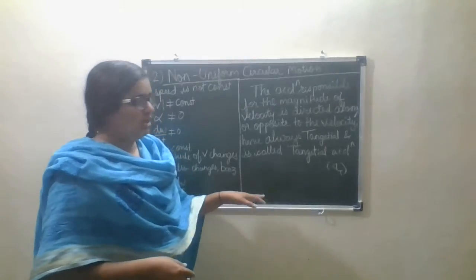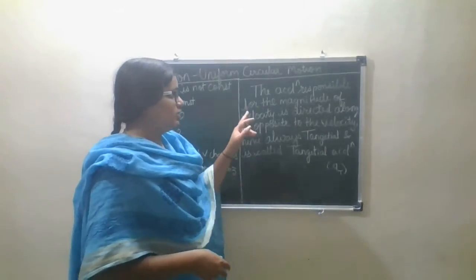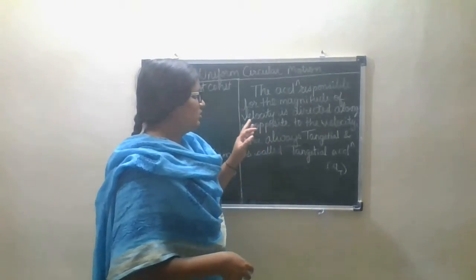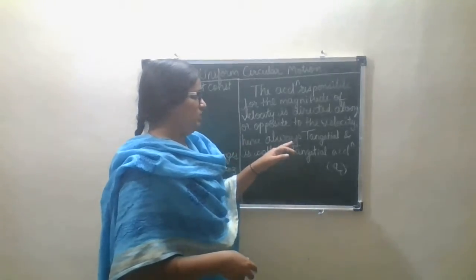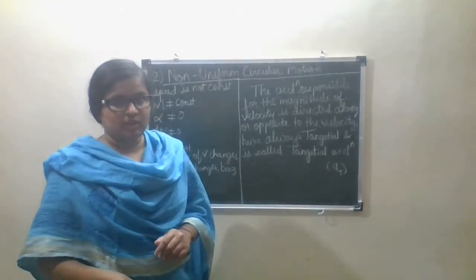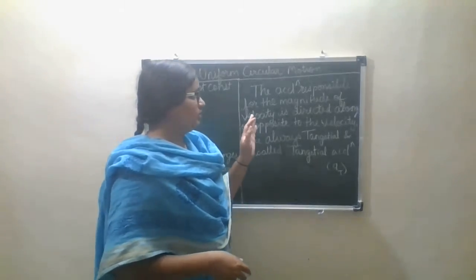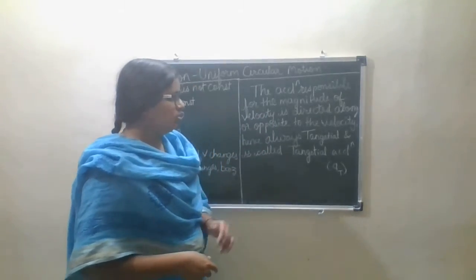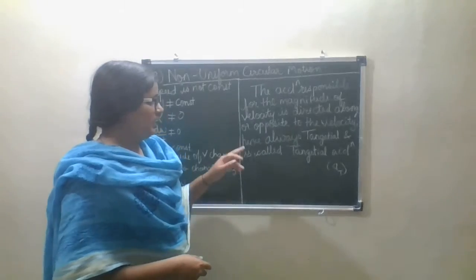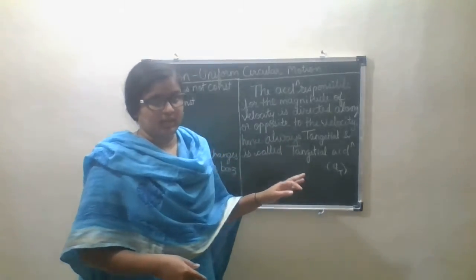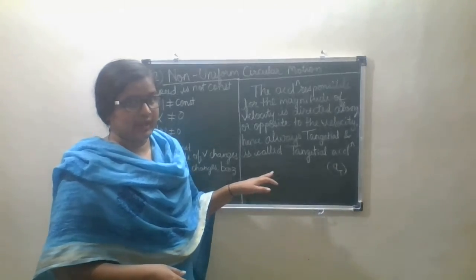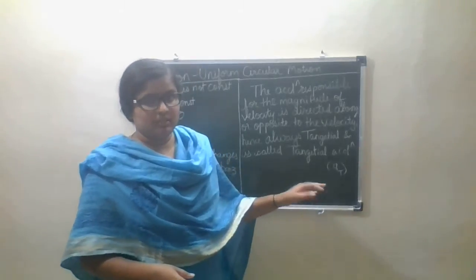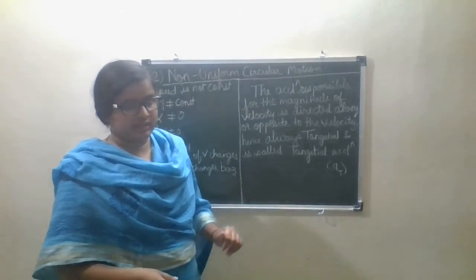And what is tangential acceleration? The acceleration responsible for changing the magnitude of the velocity is directed along or opposite to the velocity. Hence, it is always tangential. So this is called the tangential acceleration, and it is denoted with the suffix t.